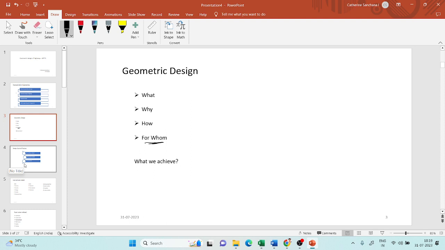Your geometric design should be planned out in such a way that it should have a balance between accessibility and mobility. It should provide a comfortable and convenient ride, as I said. It should be safe, so it should be a forgiving design. So this is what geometric design is all about.